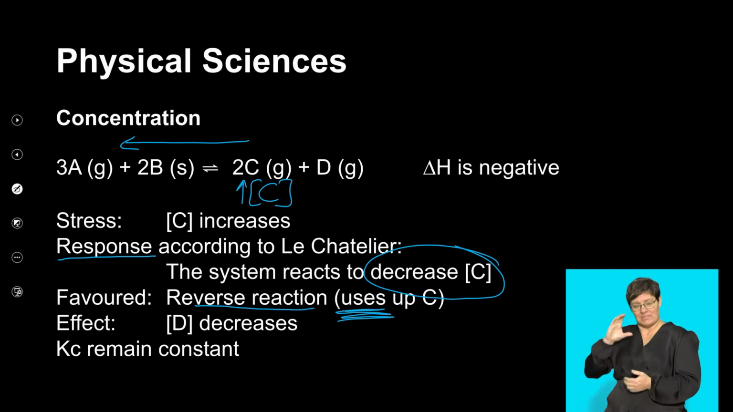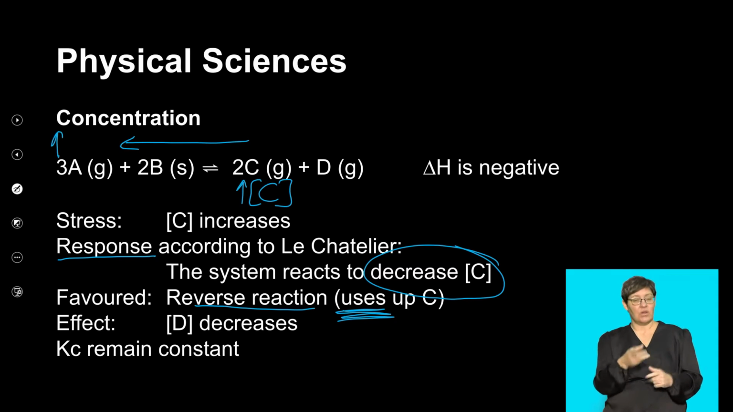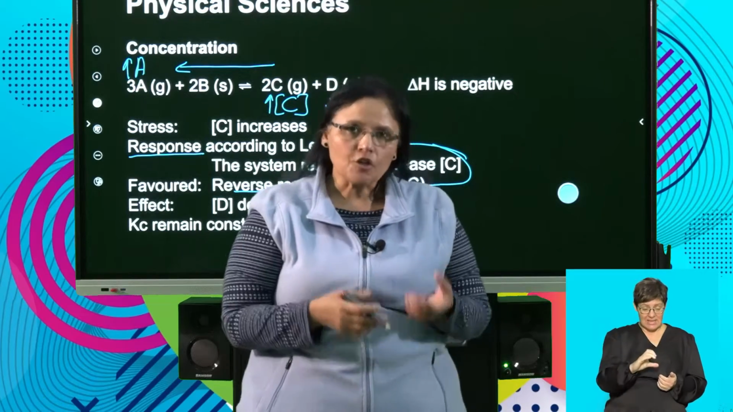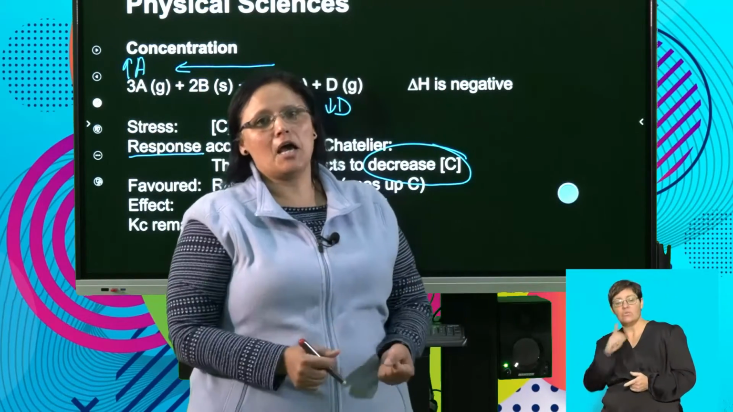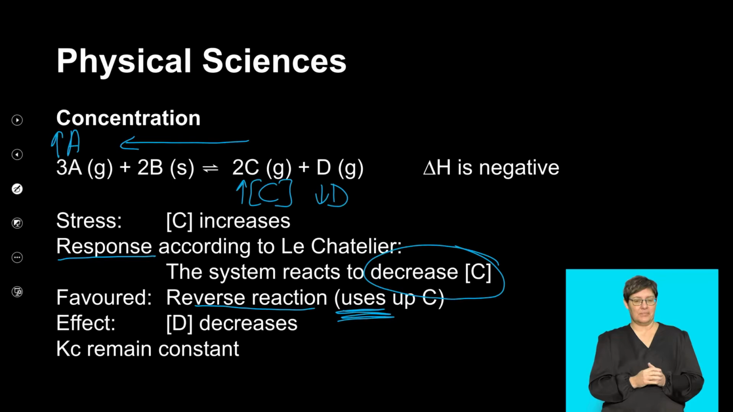And when the reverse reaction is favored, it means that after equilibrium we will have more of A and less of D. Why do we have less of D? Because when we had to use up C, we needed to use D to make A and B. So please keep that in mind.